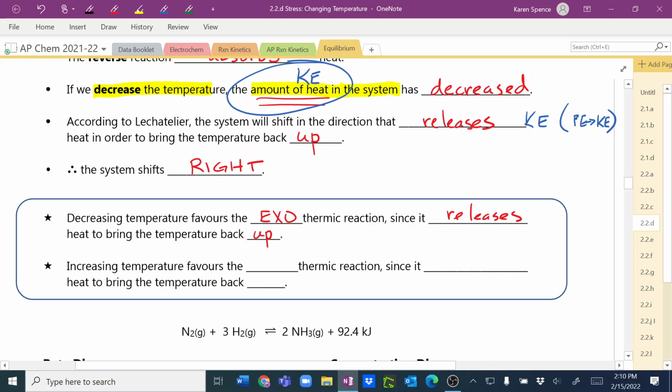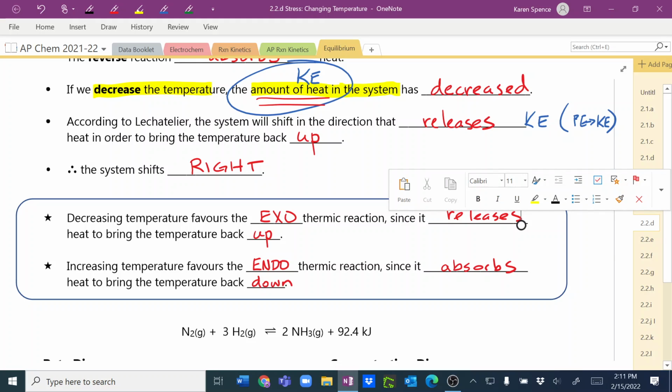Increasing temperature favors the endothermic reaction, since it absorbs heat to bring the temperature back down. Are we okay with absorbing heat, bringing the temperature down? We're turning kinetic energy into potential energy, okay? No.